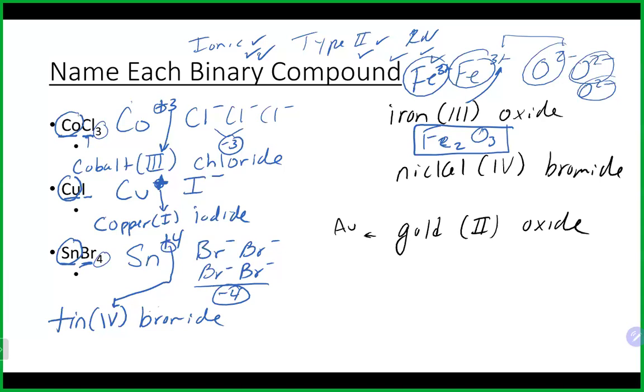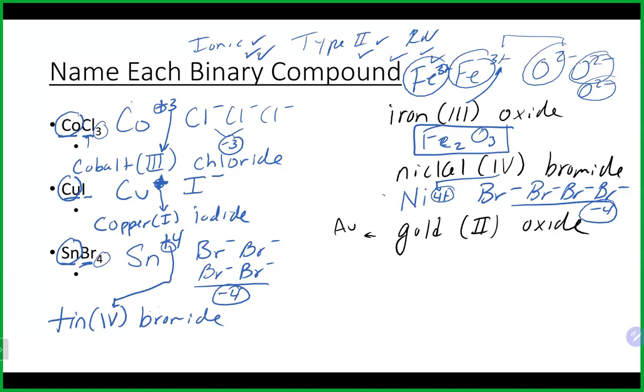Once again, here I see a Roman numeral, which tells me it definitely is type 2. That means it's ionic. And that also tells me here my nickel is rolling with a +4 charge, right? And bromide, which is group number 7, has a -1. So 4 times 1 is 4. So I'm already at 4 with my positive guy. So I need to get my negative guy to 4, which means I do need 4 of them. That gives me a -4 to balance out that +4.